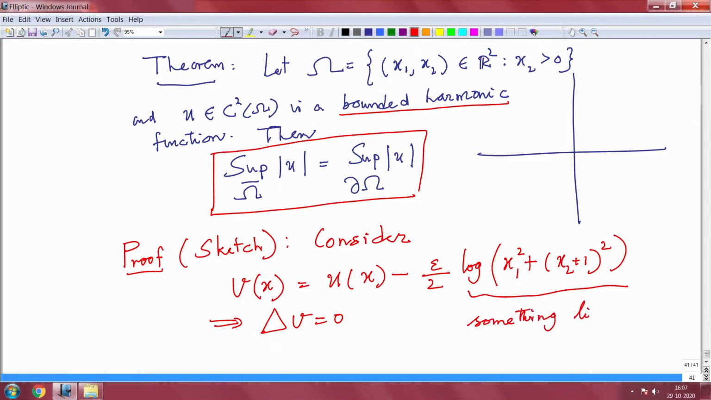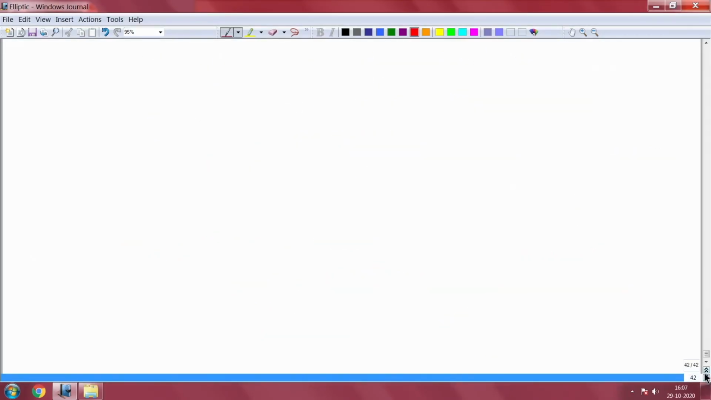Something like, not exactly, the fundamental solution, you see. So you do not have to worry, but you can guess it, and you can actually prove this is a harmonic function. So epsilon is a harmonic function close to it.